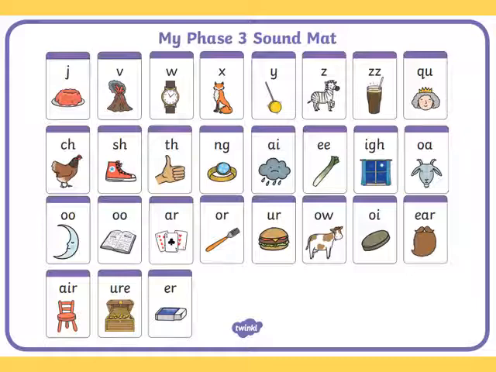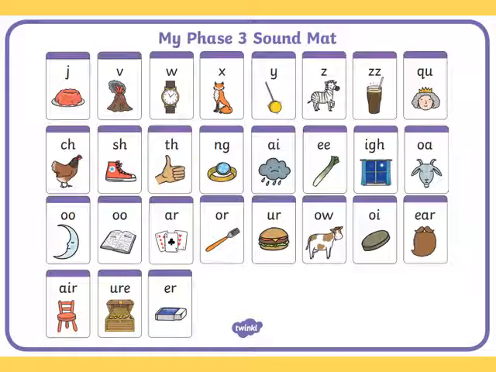The two E's make an E sound. The I, G, H make an I sound. And the O and the A make an O sound. They've got the two O's with the moon make the oo sound. And the two O's with the book make a short oo sound.